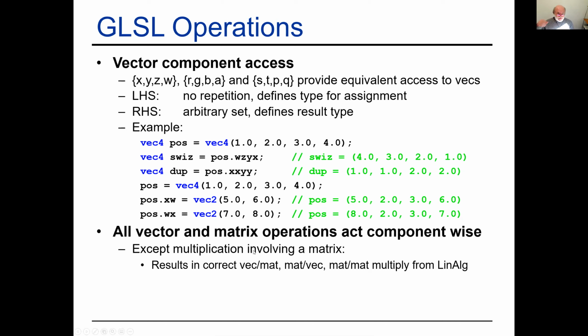All of the vector and matrix computations operate on a per element or per component basis. So if you add two vectors, it adds all the elements. Same for matrices, except if you do multiplications that involve a matrix. So matrix multiply, of course, gives you what you expect, but also vector matrix multiplies are doing the correct thing from linear algebra, as you would expect.